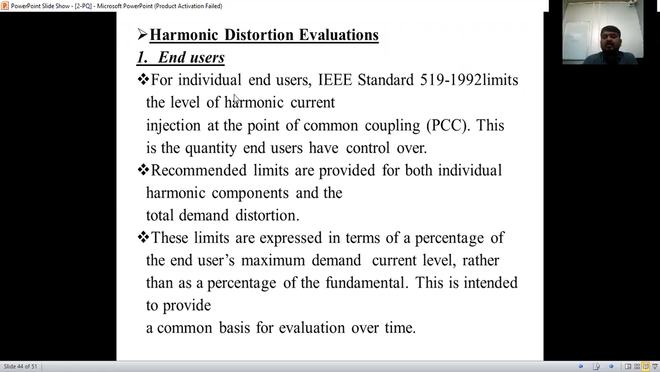Harmonic distortion we can evaluate. One is the end side. Utility means whatever comes through the substation. So here the generation is there. You can consider that, to whom are you going to pay the electricity bill? Anyone, can you tell me? MSEDCL, na?